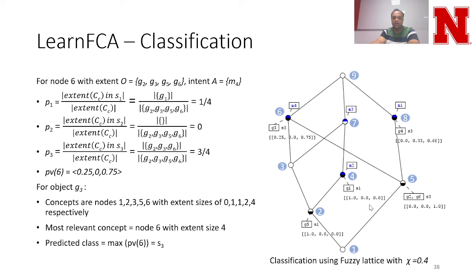So more details. If you notice, for object G3, the concepts are nodes 1, 2, 3, 5, 6. So we actually have five concepts that have object G3, but the most relevant concept was node 6 because its extent size was 4, which is the maximum one, which was our strategy, and the predicted class for node 6 was max PV6, which is nothing but S3.